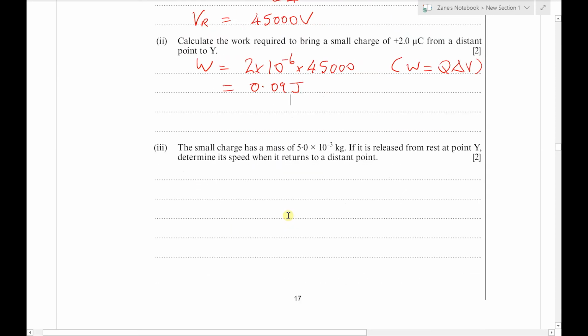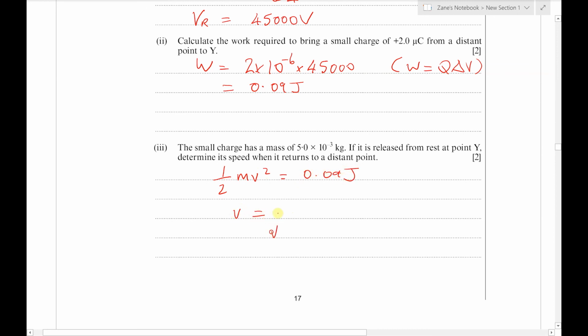And the final part of the question, we've got that small charge that we had, it's got a mass of 5 times 10 to the minus 3 kilograms. It's released at rest from the point y, and we've got to determine its speed when it returns to a distant point. So basically what's going to happen here is that all of the electrical potential energy that it had at y will become kinetic energy at infinity, because at infinity it's got 0 potential energy. So all we're going to do is equate half mv squared, the formula for kinetic energy, to 0.09 joules.